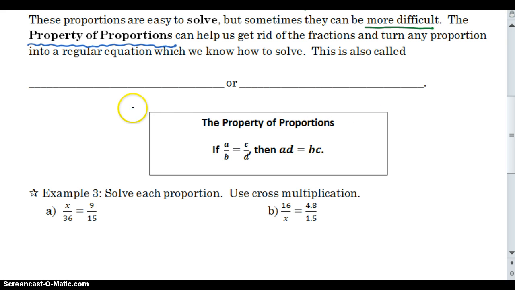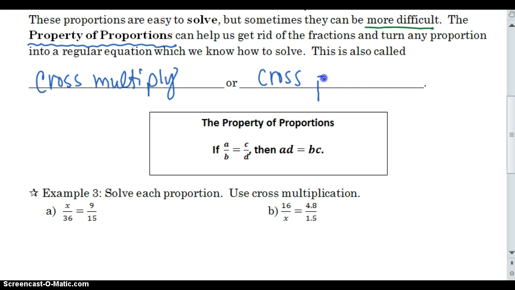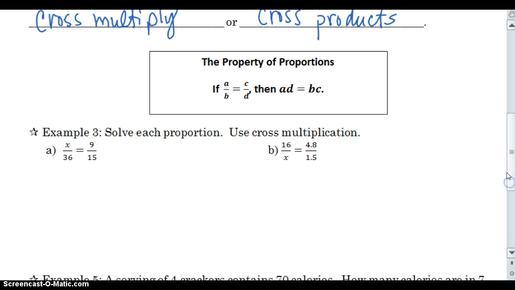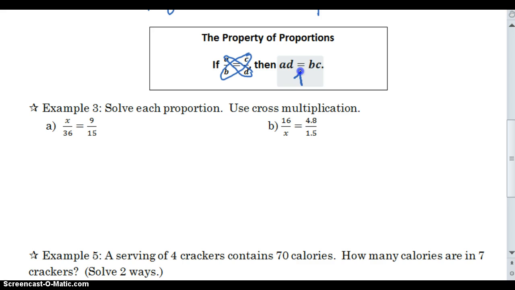You know this as cross multiplication. Sometimes it's called cross products, and product means multiply. So you're either going to use cross multiplication or cross products. And here is the property of proportions. This is what we're talking about. A times D equals B times C. I always refer to this as the Jimmy Neutron symbol. That's how you solve those. You cross multiply and you set them equal. Why are they equal? Because they are a proportion.